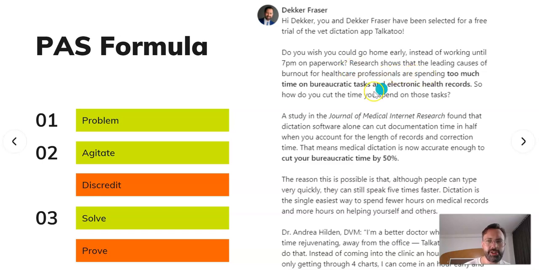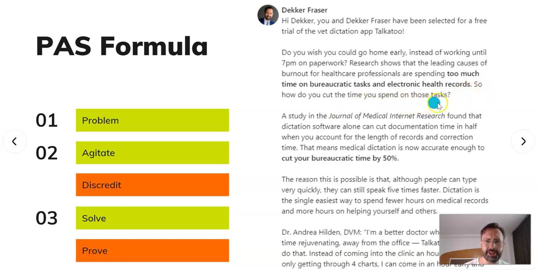And then I'm saying research shows the leading causes of burnout. So this is agitating the problem: healthcare professionals can actually burn out if they continue to do this, which is a serious problem. In fact, there are serious mental health issues in this industry by not addressing the problem. I'm using research, which I guess is a form of corroborating evidence. I'm spending too much time on bureaucratic tests and electronic health records. I go into more detail on the research later on.